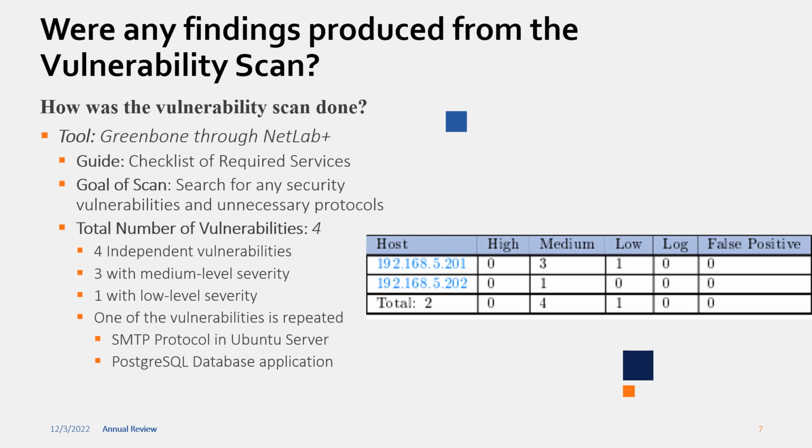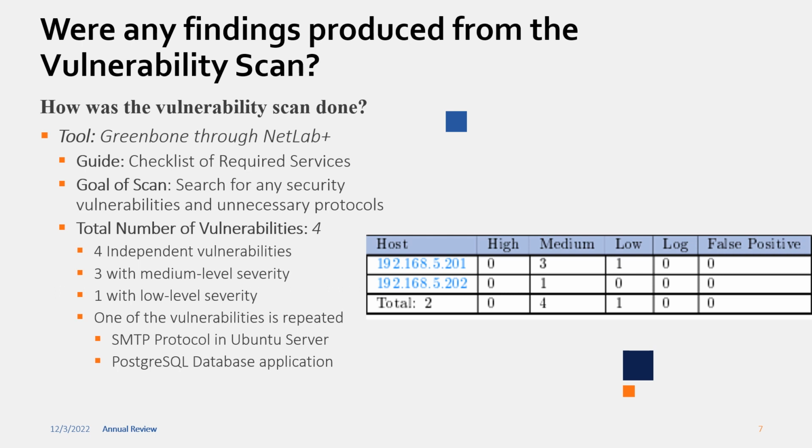It was using Greenbone, again, through the NetLab Plus service. And we were required to use the checklist of required services as our guide for determining whether any unnecessary protocols were still within the server, and if any critical protocols and services that we were required to install were not found in the scan. The goal of the scan was to search for that. And now, as you can see by the table below, this was provided from the assessment report from the scan that I performed on Rowland's system.